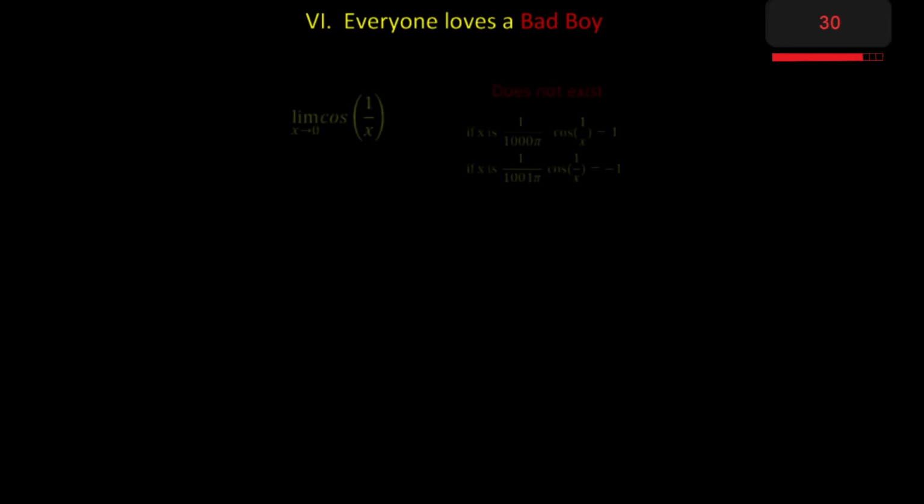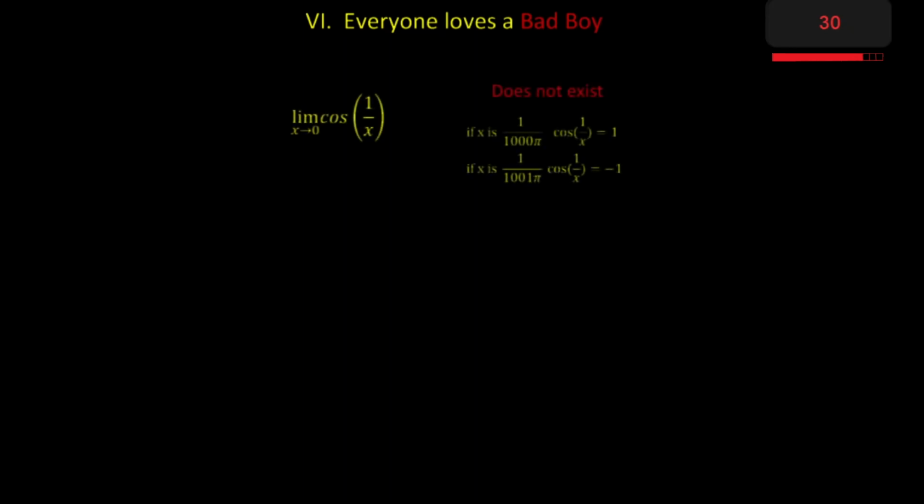Let's move on. Everyone loves a bad boy. In this final section, we exhibit a couple of typical expressions where the finite limit does not exist. These uncooperative expressions typically have some feature, like oscillating between values as the variable gets close to some number, as in our first example, or dividing by 0, as in our second example.